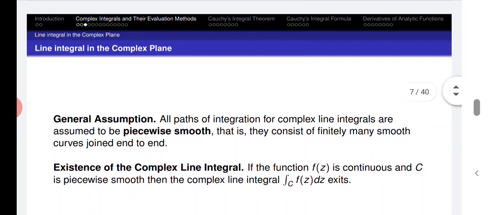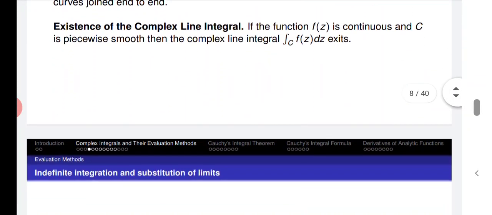Now we have a general assumption, that all paths of integration for complex line integrals are assumed to be piecewise smooth, that is, they consist of finitely many smooth curves joined end to end. Now, the existence of the complex line integral: if the function f(z) is continuous and C is piecewise smooth, then the complex line integral over C of f(z) dz exists.